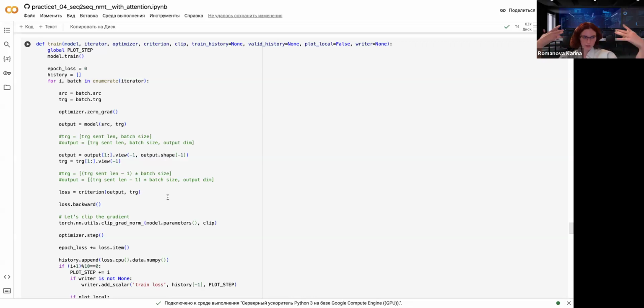If it is higher during our training process, we just cut it on every step. But it's okay for us if it is at this threshold or lower than it.